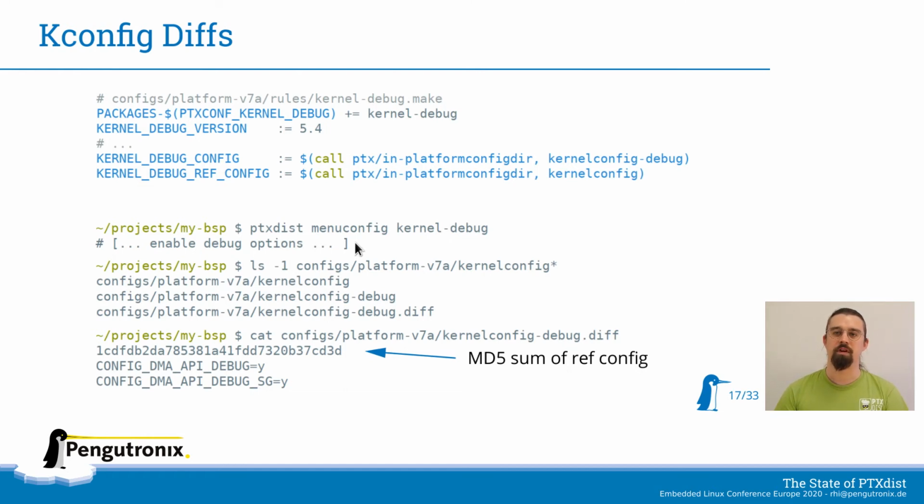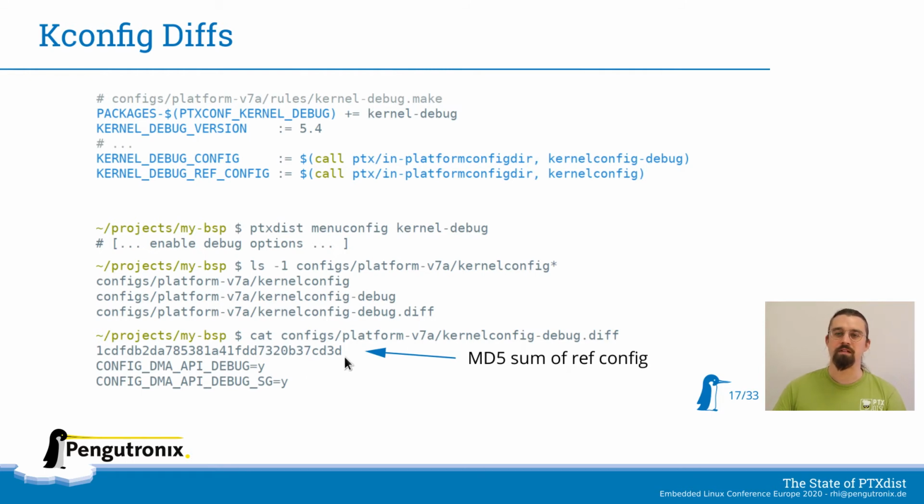configure your debug kernel package, and in this step, PTXdist already uses the refconfig from the release kernel version and predefines everything in the menu like in the release kernel. But if you select different options, it afterwards writes the diff between the release kernel config and the debug kernel config into this .diff file. And the .diff file in this case only contains two symbols, for example, DMA AP debugging.